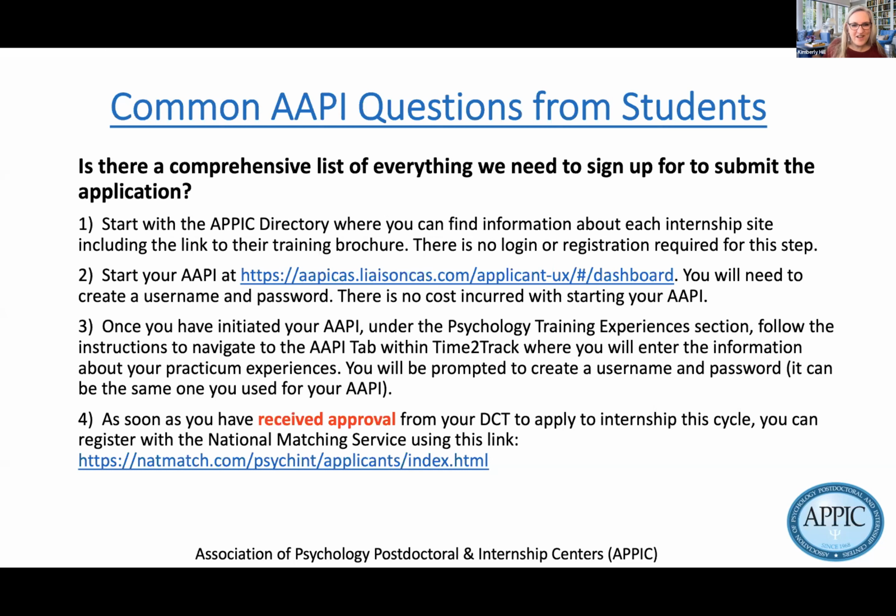And then I add here, as soon as you receive approval from your DCT to apply for internship, you go to the National Matching Service to use that link. So these are the four major stops for applicants.